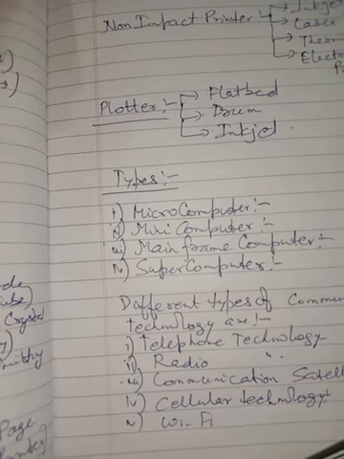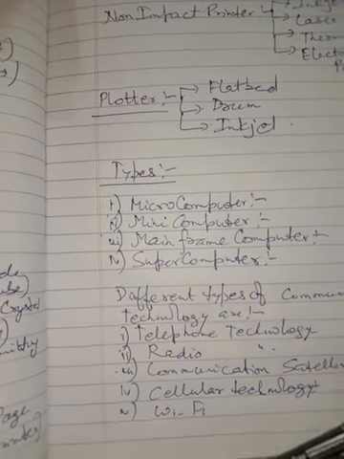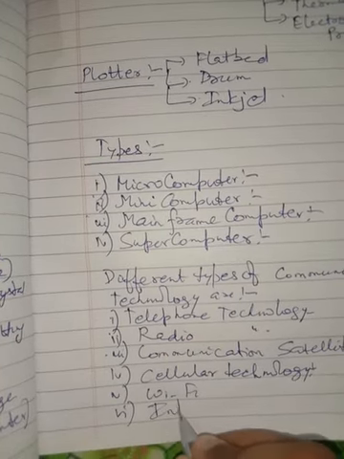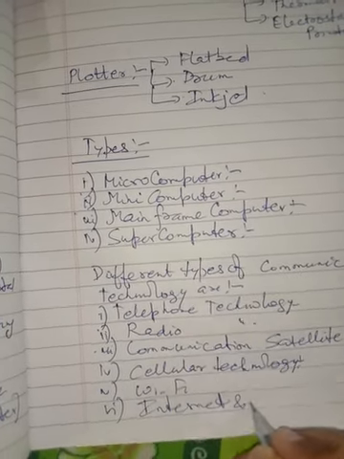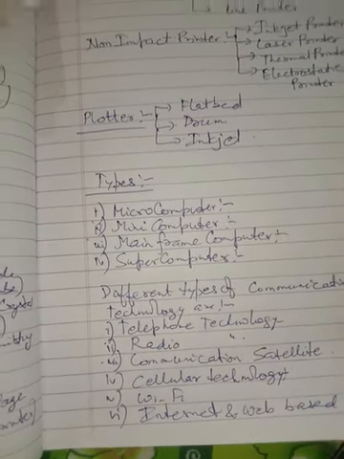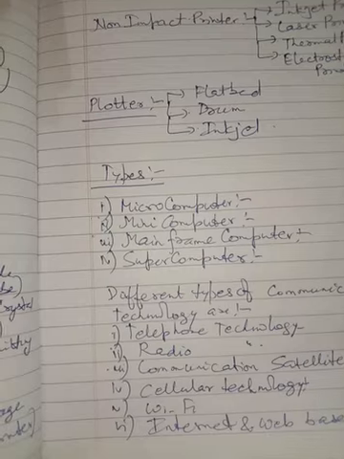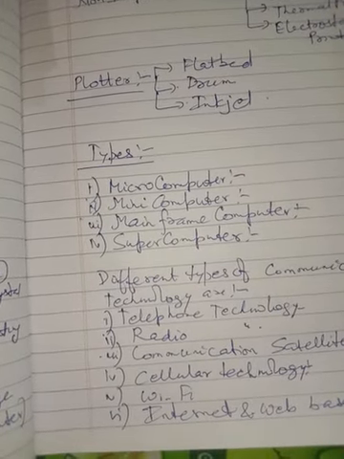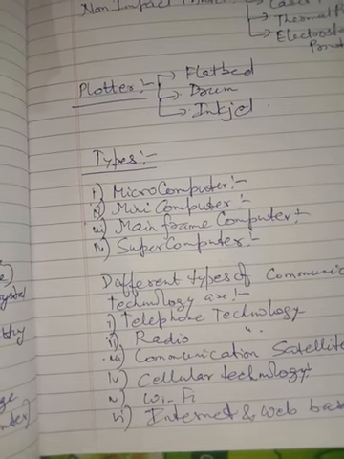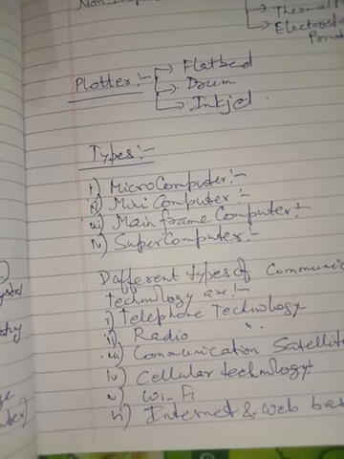Next is internet and web-based communication technology. The World Wide Web, WWW, is a collection of millions of pages which are stored in different computers all over the world. So it is a storehouse of information.